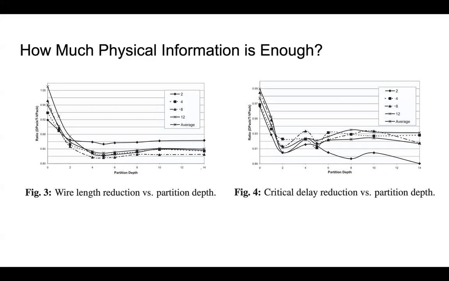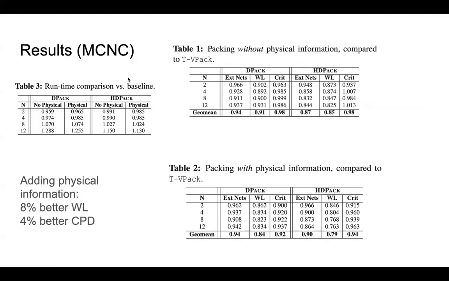One thing I'll get into is that this paper is from 2007, so there are some limitations here. For the results, they ran the MCNC benchmarks. For runtime comparison versus baseline, they get some slowdown on the N12 devices, maybe like 13%, 15%. Interestingly, HD pack, which does the hybrid pairwise stuff, is at first faster than D pack, which is kind of interesting. That kind of makes sense, actually.